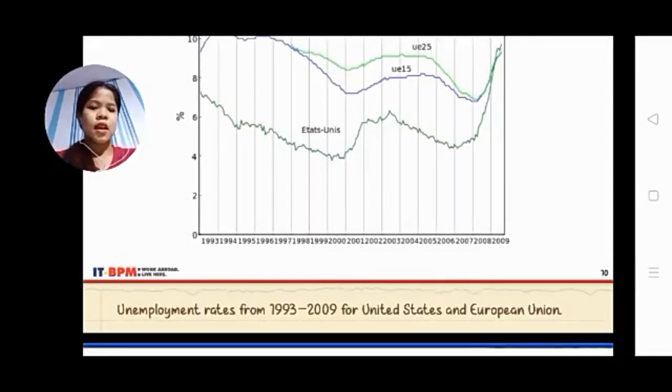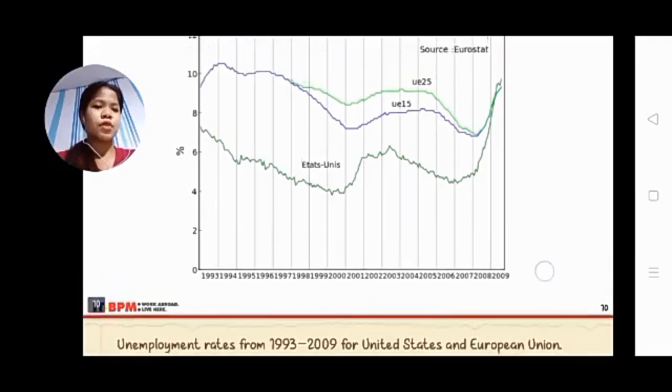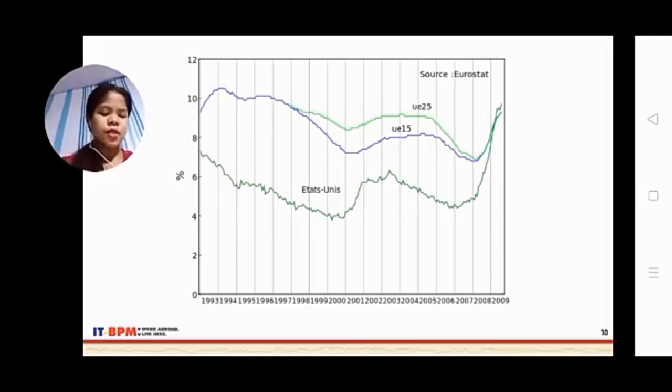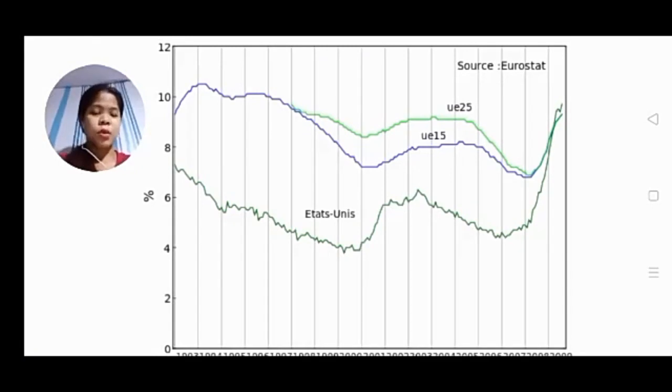Next, unemployment rates from 1993 to 2009 for the United States and the European Union. We have 0 to 12%, and the years show differences, from 1993 to 2009. It also has highs and lows. The source is Eurostat.